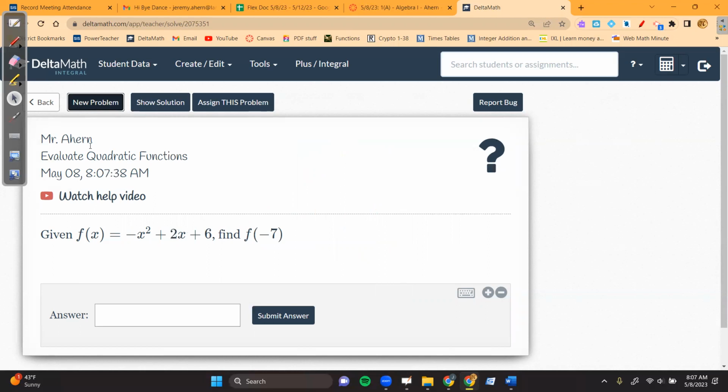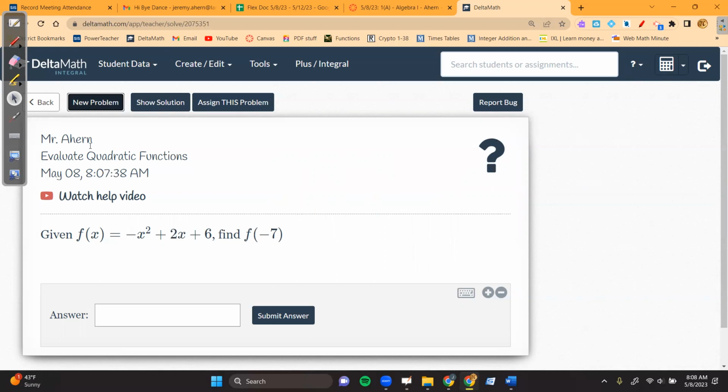The Delta Math's prediction is that this assignment will take 2 hours and 30 minutes. It could not be more off the mark. There's no way this assignment takes you longer than about 30. So I don't know where that estimation came from, but no.